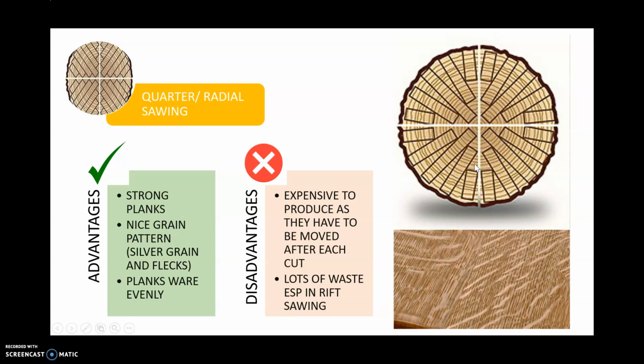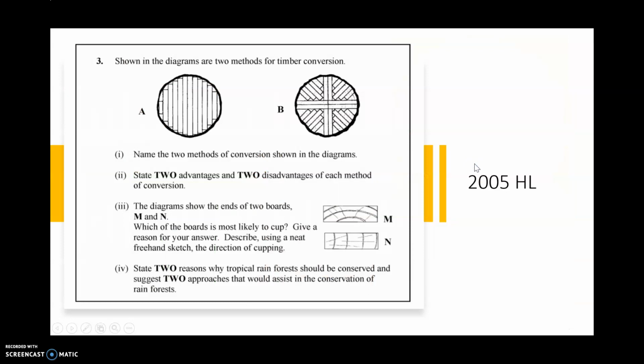Here's two questions. Shown in the diagram are two methods of timber conversion. Name the two methods of conversion shown in the diagram. State two advantages and two disadvantages of each conversion.